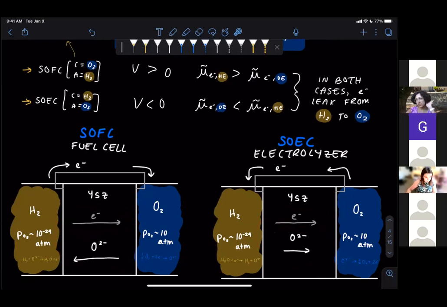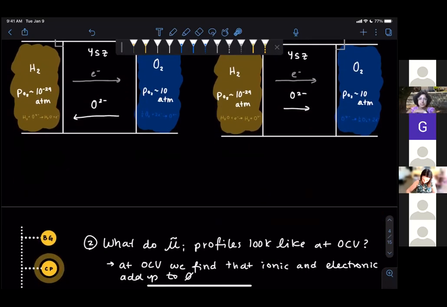All right, so next, we actually want to start to plan out or understand what the electrochemical potential profiles of electrons and ions and even the neutral species look like throughout the solid electrolyte that we're considering. So what do these look like? First, let's take a simpler case at OCV.